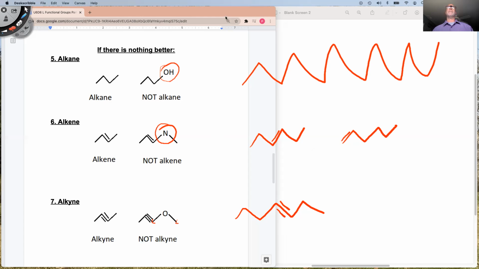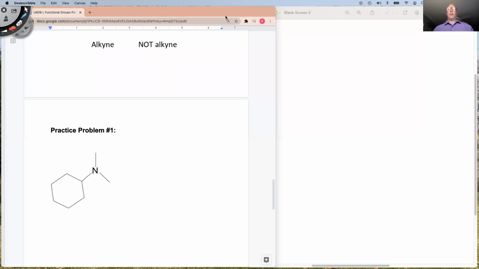So let's take a look and quickly do a couple of examples. So we have two problems. So here we go. What do we have right here for practice problem number 1? Practice problem number 1 has how many different functional groups? How many functional groups do you see on this one? That's right, there's 2 functional groups. You have a functional group right here, and then you have this functional group right here.